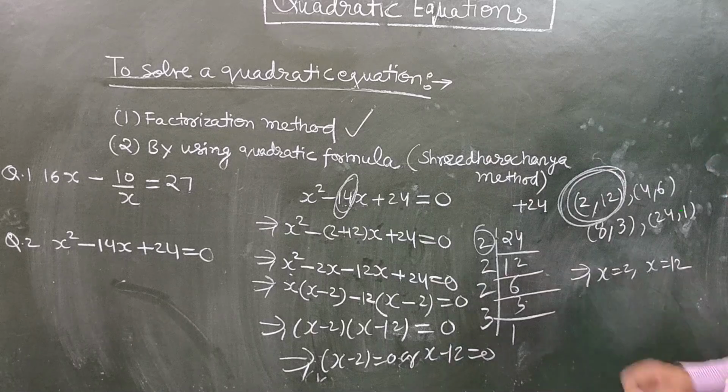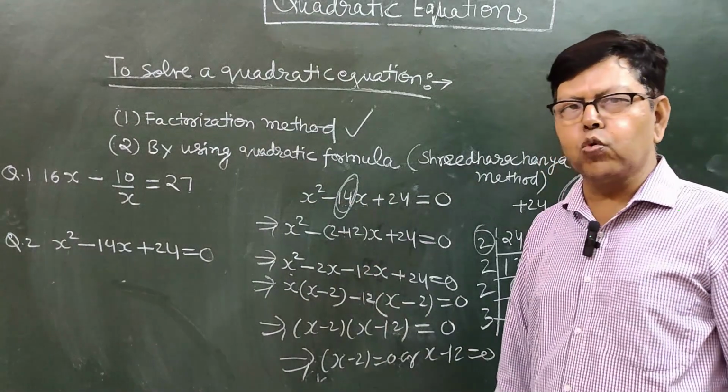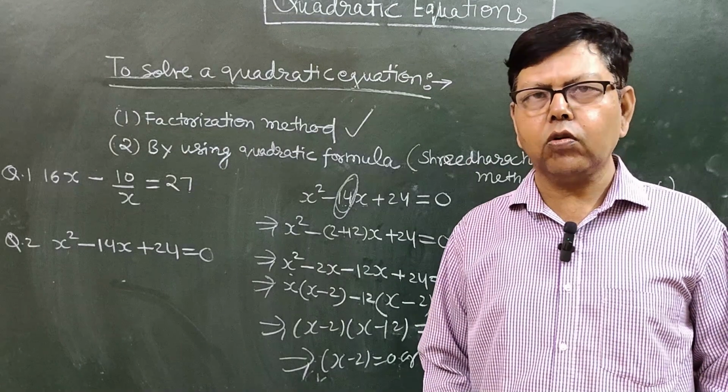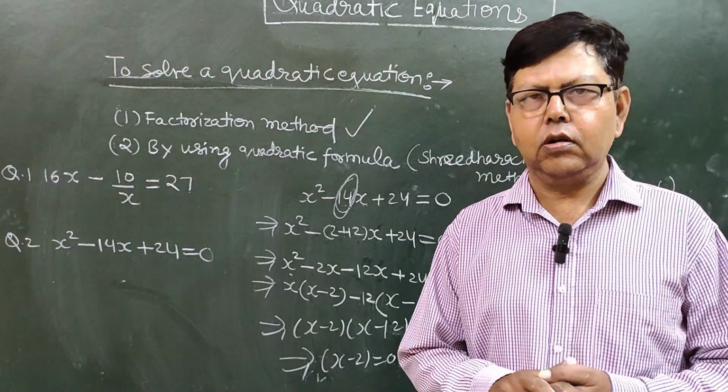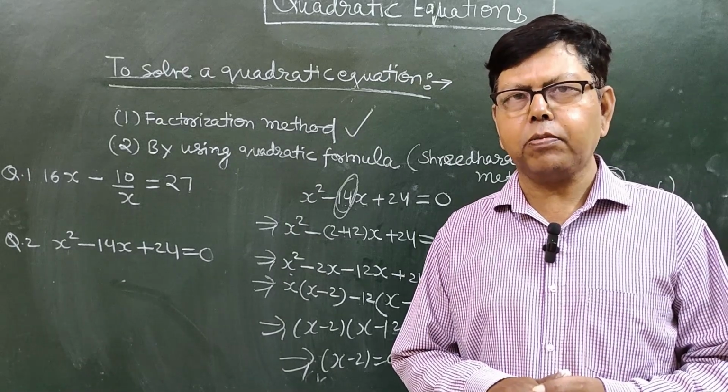So these are the values of x which satisfy this equation, and these are known as the roots or zeros of the quadratic equation. Some more factorization questions I will solve in the next part.